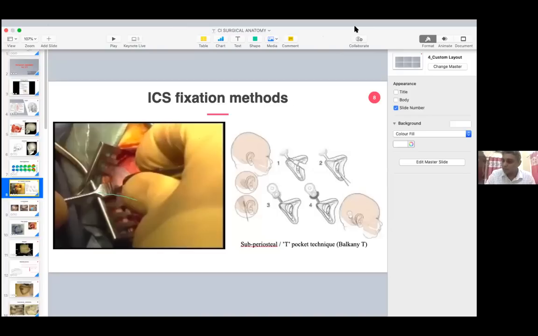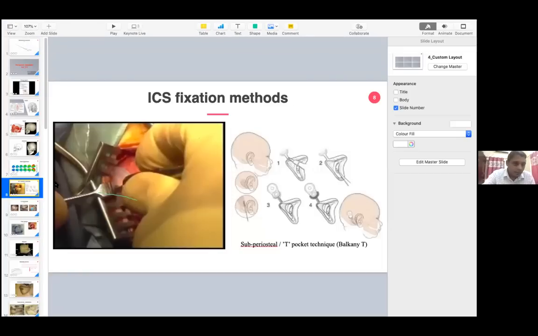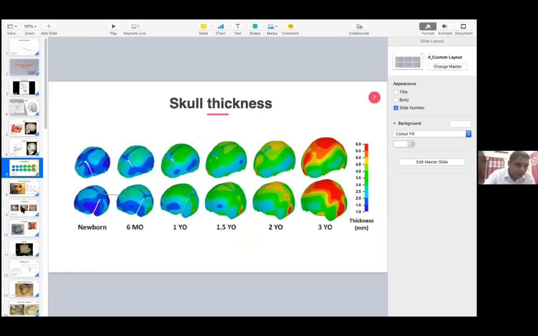Yeah, so the next question is by Dr. Ajay. There was a slide which you showed on the study of mastoid pneumatization.